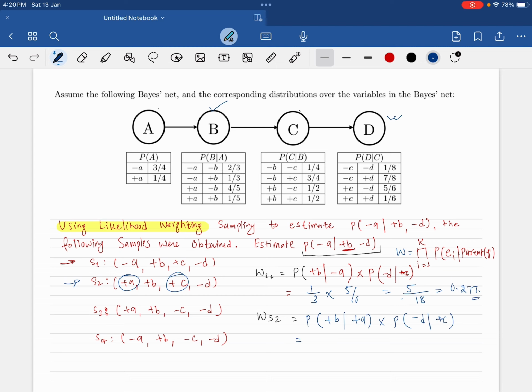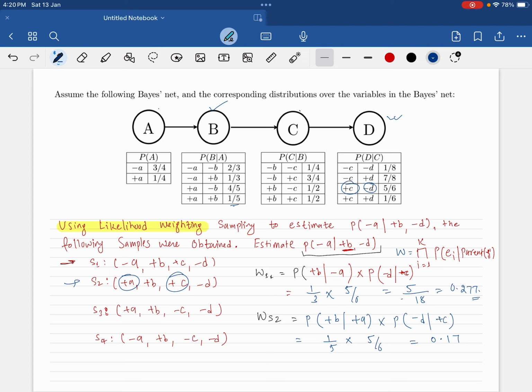Now what you will do, you will find the probabilities, right? So plus b will be 1 by 5 into minus d given plus c, right? So that will be 5 by 6. So that will be 5 by 30 or 1 by 6. So that will be 0.17, right?